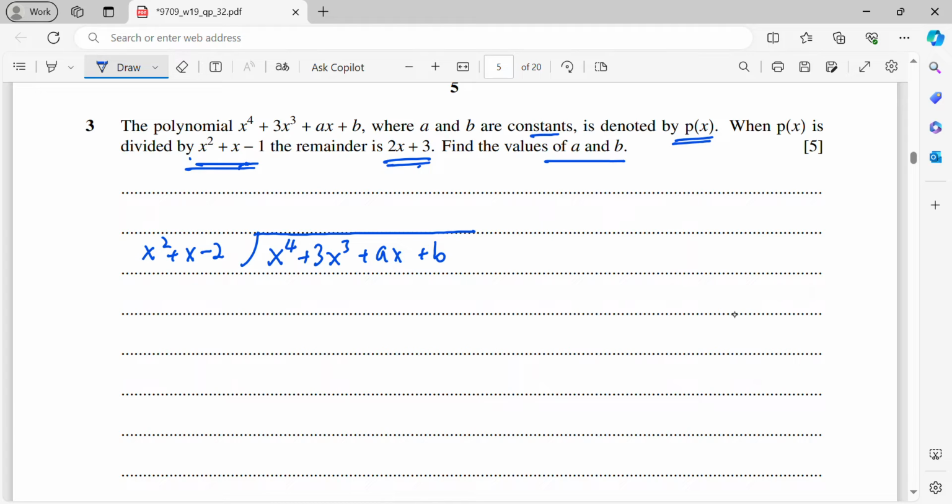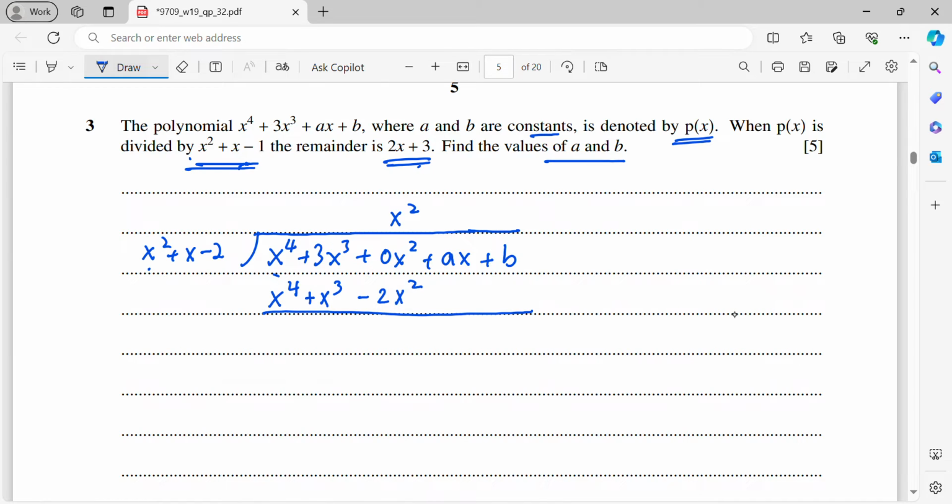To get the x^4 from x squared, I need to multiply with x squared. I should leave a space for x squared, and there is no x squared in your p(x), so you just write 0x squared, then plus ax plus b. I repeat again, to get x^4 from x squared, I need to times with x squared. So x squared times x squared will be x^4, then x squared times plus x cubed, x squared times minus 2 is minus 2x squared.